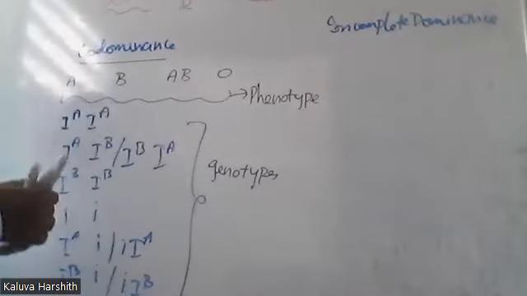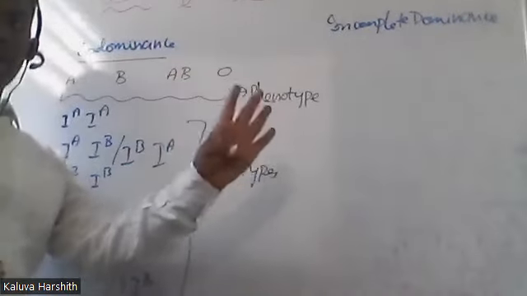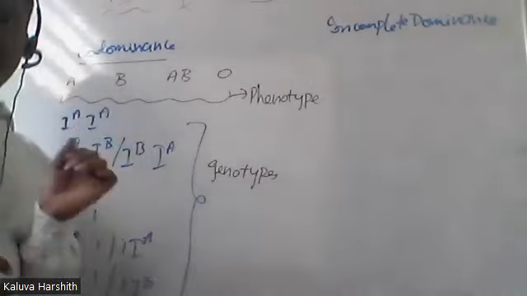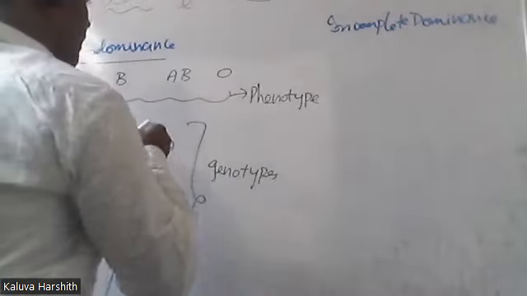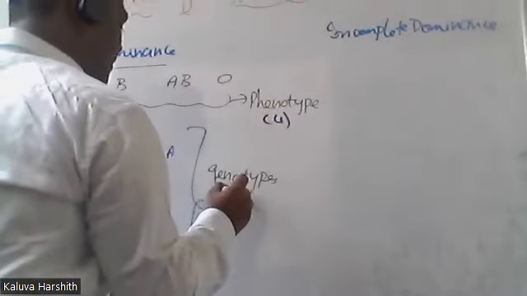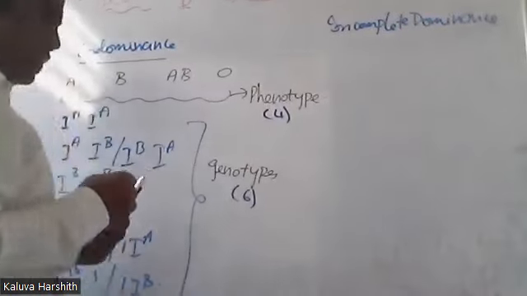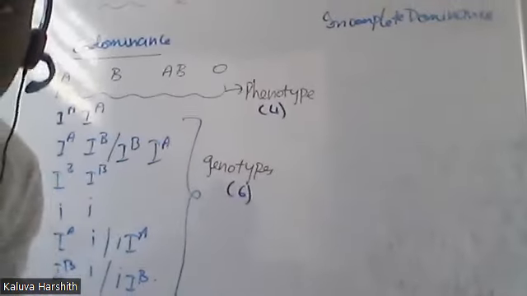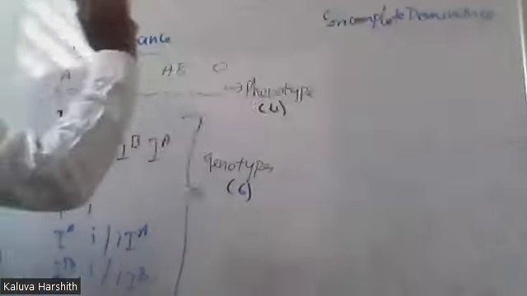So can I say there are four phenotypes and 6 genotypes? Okay. There are four phenotypes, 6 genotypes. This is about the case of codominance. Okay. Now this is done.